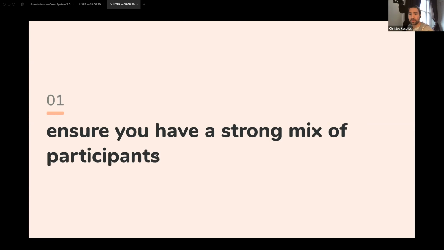And also different levels of experience, which we can capture through a screener. I find that gives us a really strong sample. And that ensures that we're not missing out on any bits of feedback.